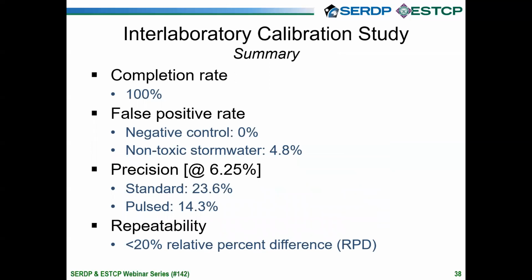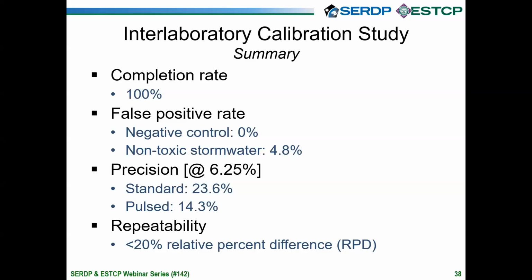So in summary, when we look at all 3 methods combined, we have 100% completion rate, and we are very excited that we were able to do this interlab calibration study across multiple laboratories during the COVID pandemic, right at the onset of when everybody was getting locked down, and I'm very pleased with how everything turned out. Our false positive rate, when we look at all 3 methods combined, the negative control had 0 false positives, and it was only in those couple Ceriodaphnia non-toxic stormwater samples where we did see a couple false positives.